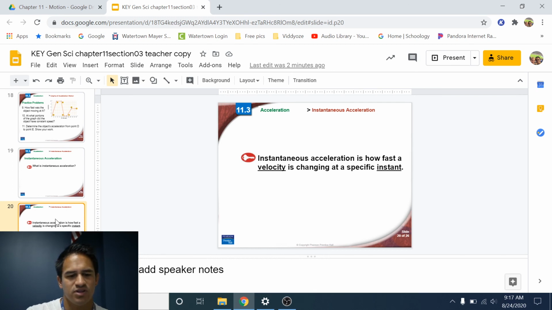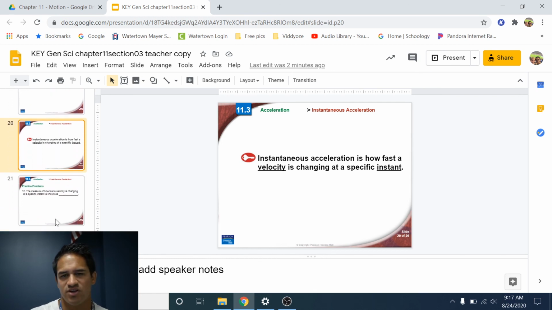So there's really no specific equation or anything for it. It's the same equation as in the previous slides. So that is it for this section, and that's pretty much it for the chapter.